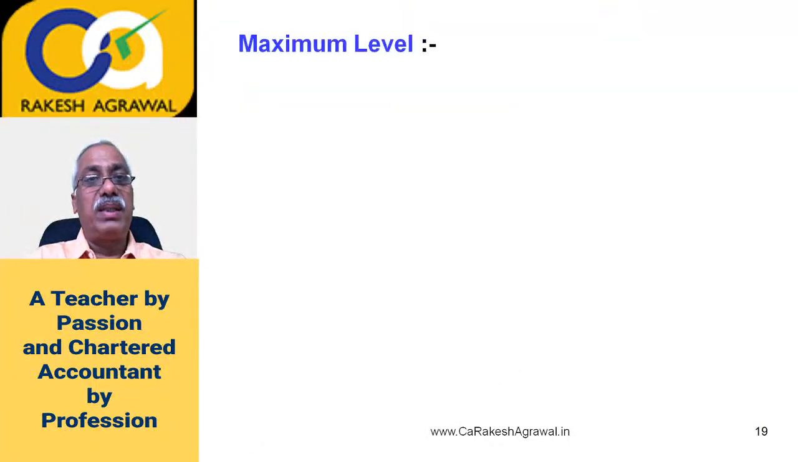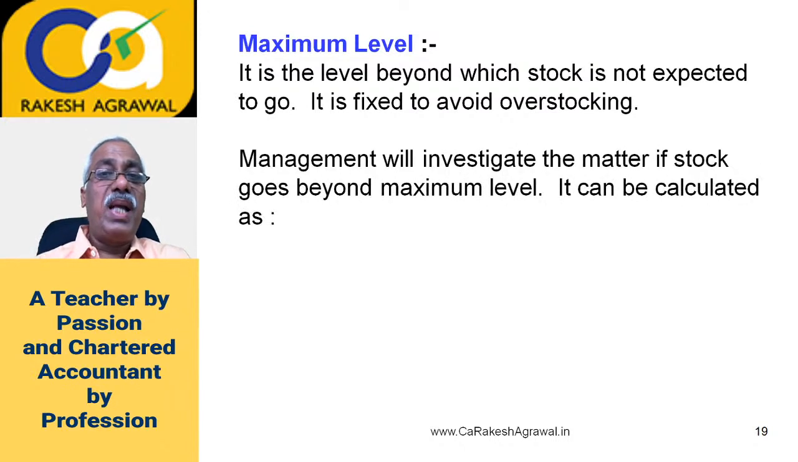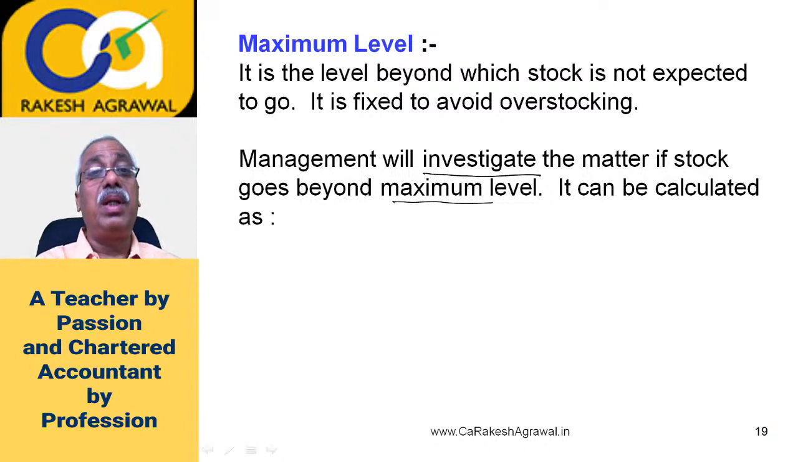Now we go to maximum level. It is the level beyond which stock is not expected to go. And this level is fixed to avoid overstocking. We should avoid understocking as well as overstocking, both. So this level is fixed to avoid overstocking of raw material. Management will investigate the matter if the stock level goes beyond maximum level. If by chance it so happens, due to some mistake, that your inventory level has gone beyond maximum, then the management has to investigate for the reasons why this has happened, because generally it should not happen.